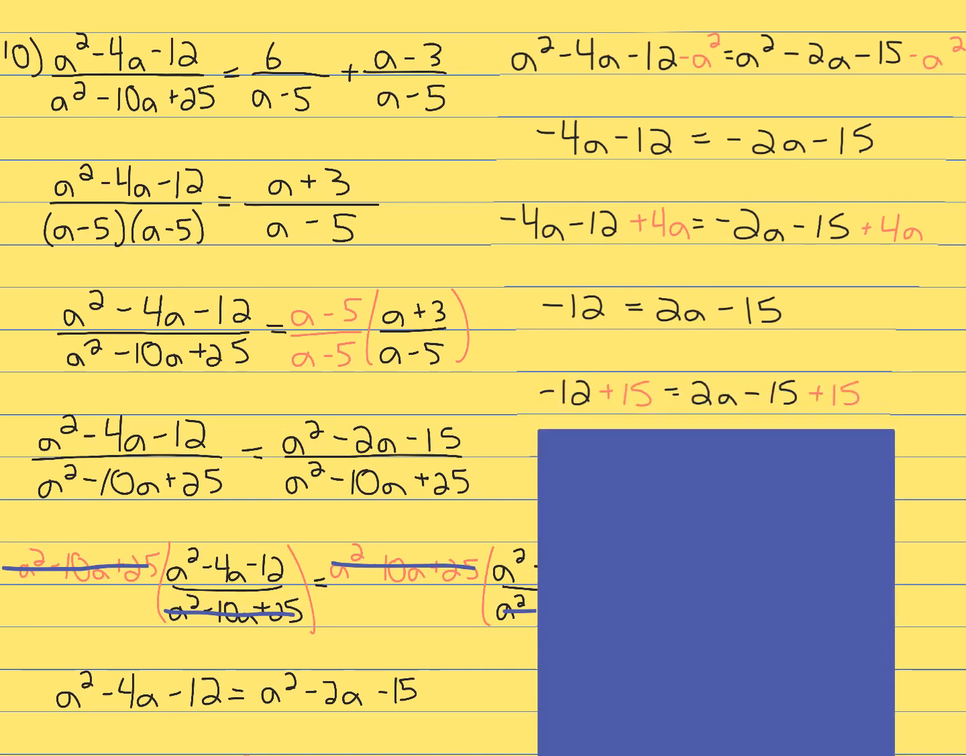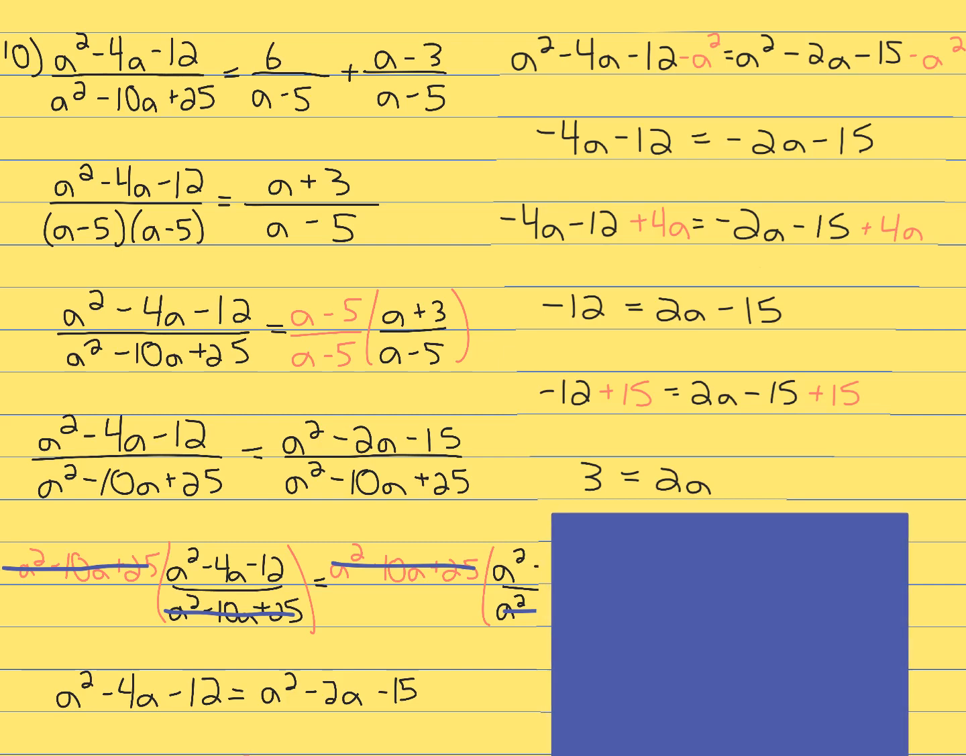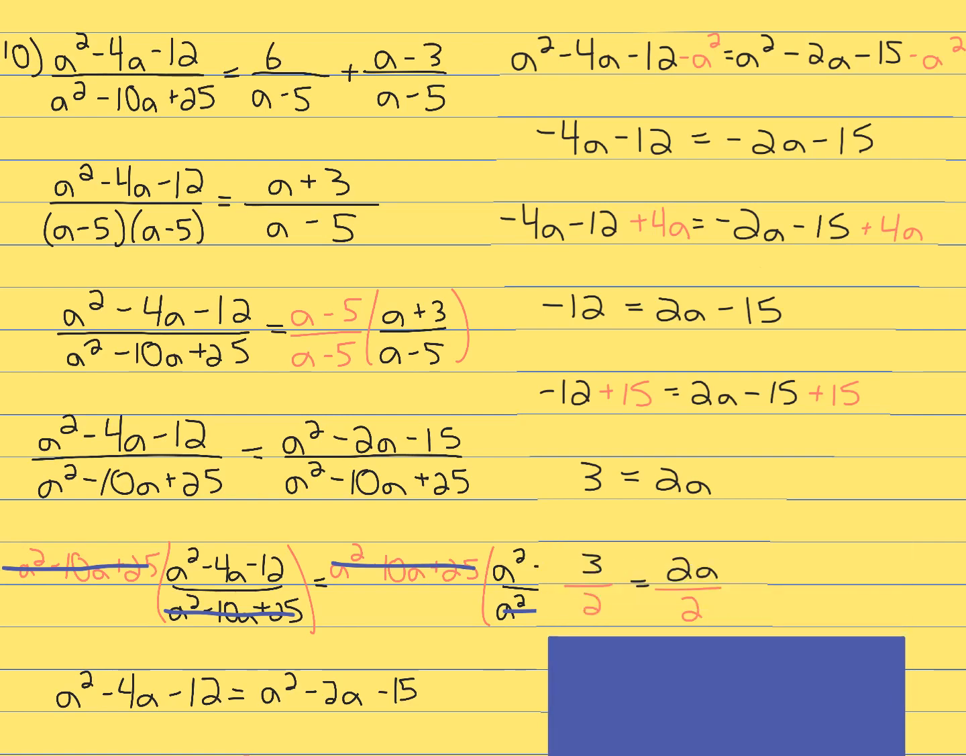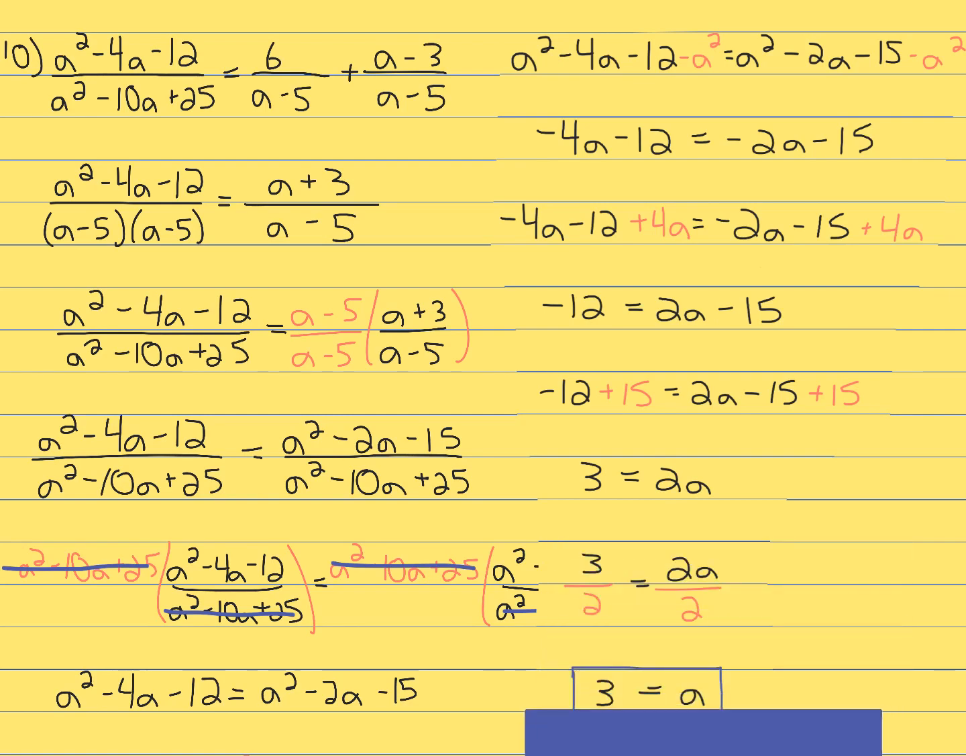Okay, then when I simplify that, I get 3 equals 2a, and now I've got to just divide by the coefficient to get down to a single a. And when we do that, dividing by 2, you get as an answer 3/2 equals a. And that is the solution to this problem.